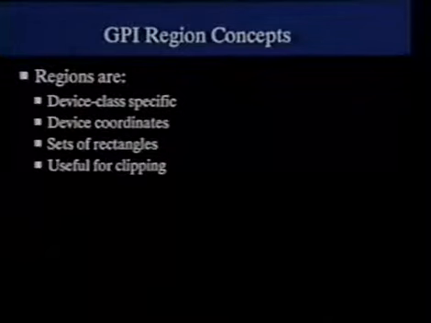Regions are a GPI construct used to support the clipping of your image to a set of device coordinates. Regions are very device class specific. If you create a region for a particular DC, it is important that you only use it in devices of that class. They are always in device coordinates as you specify them, not transformed at all. They embody sets of rectangles, and they're very useful for performing clipping.